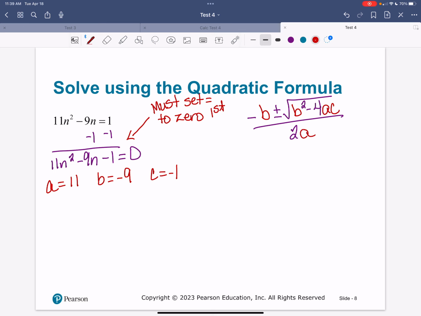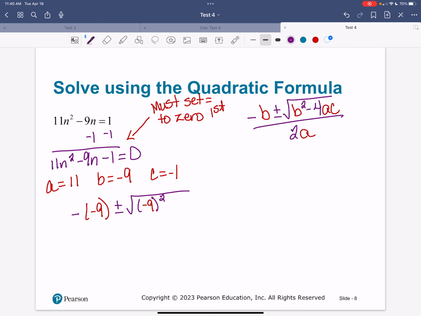So I've got to plug in my A, B, and my C. I'm going to have a negative 9, because my B value is negative. What's negative 9? Positive. Then I've got plus or minus the square root, and I am squaring negative 9. You have to be careful how you put that in your calculator. A negative value squared is what? Positive. So negative 9 squared is positive 81.